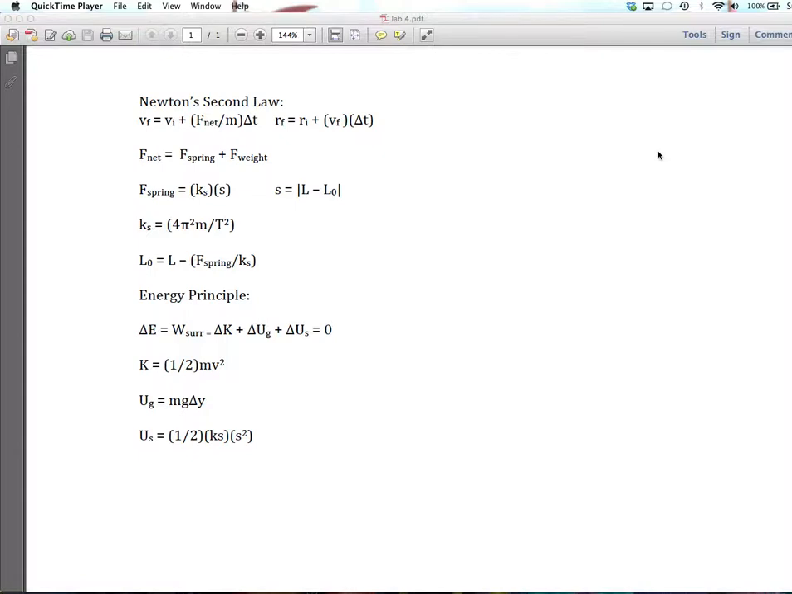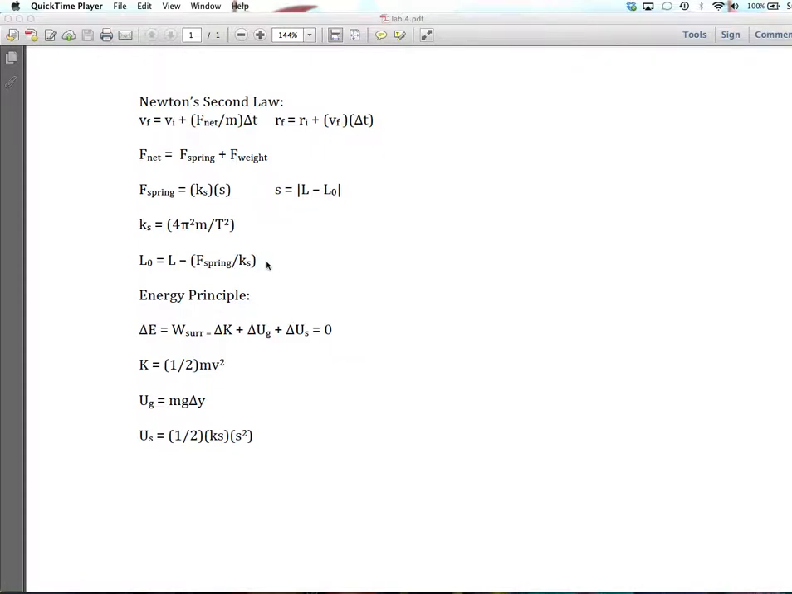The spring force is equal to the spring constant Ks times the absolute value of the stretched length minus the relaxed length, which is s. And in order to find Ks and L naught with the information from Tracker, these following equations were used. The oscillation period T was found by taking the third cycle and dividing the time by 3. The Ks value was then used to find the L naught value in the next equation.